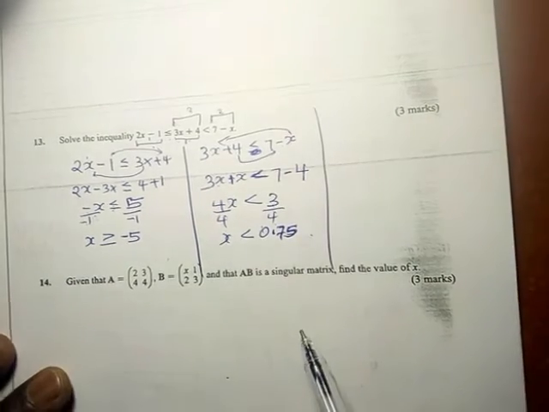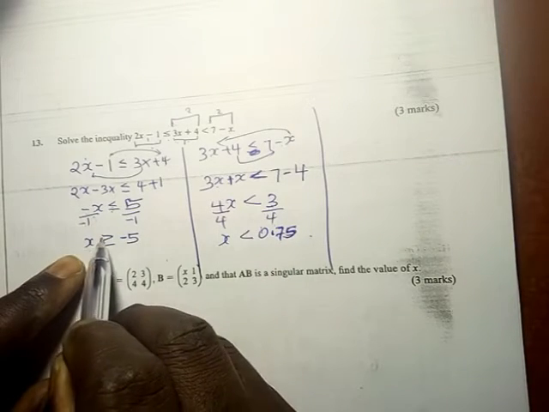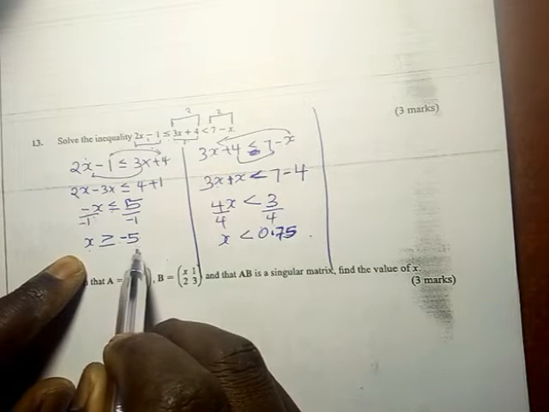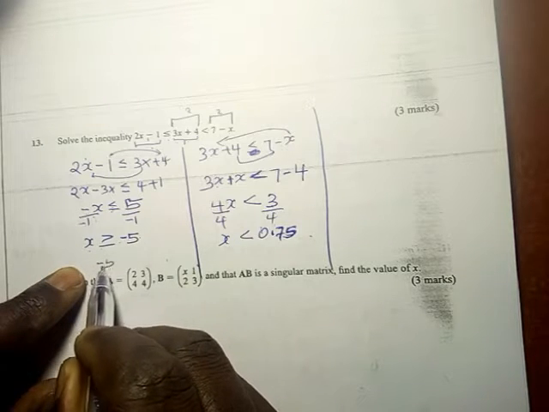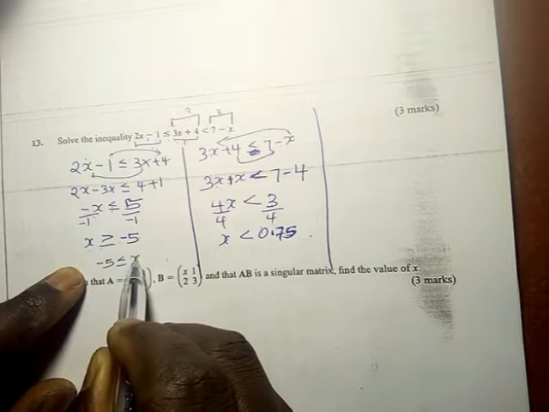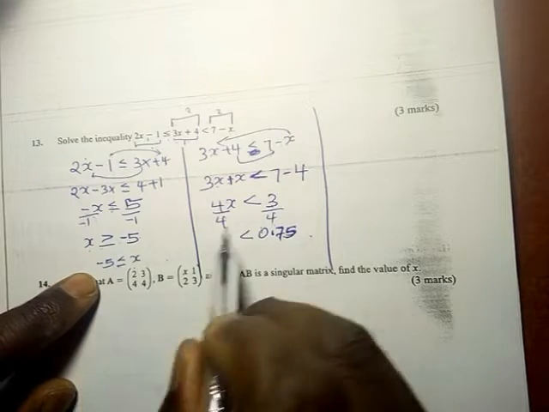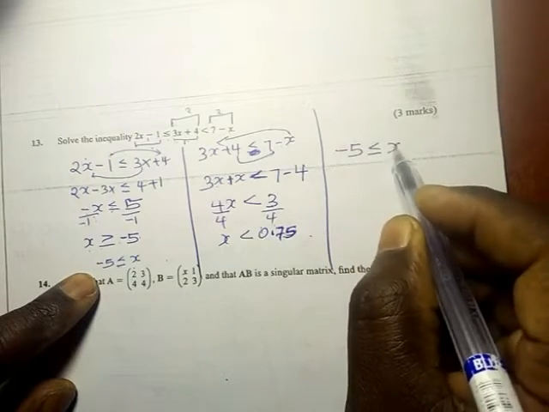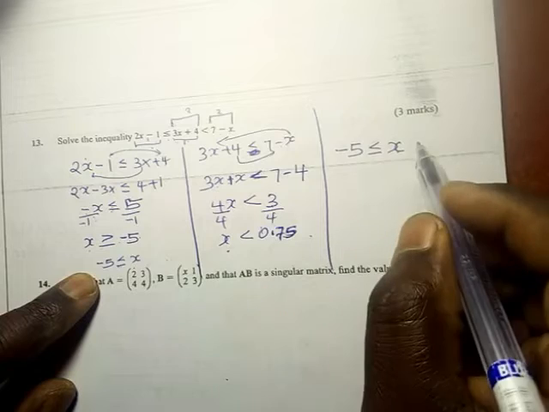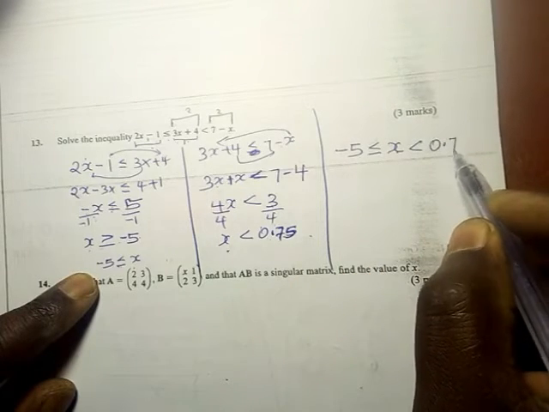Now we combine the two. If x is greater or equal to negative 5, this one is actually the same as negative 5 is less or equal to x. These two are similar, so we are going to write it in this way. So to combine, negative 5 is less or equal to x, and this x is less than 0.75.